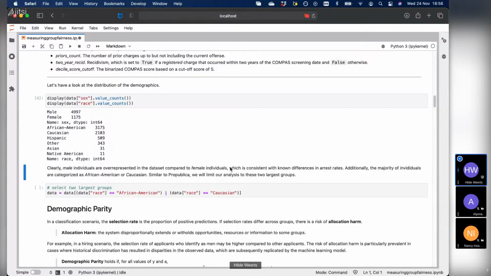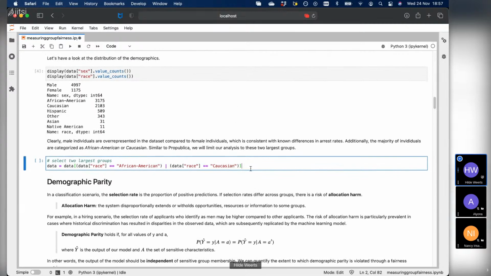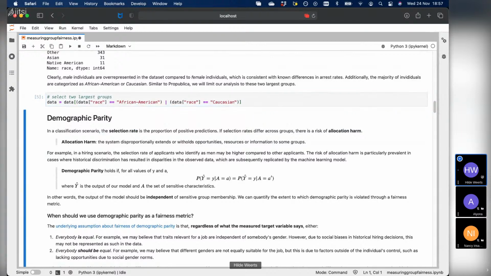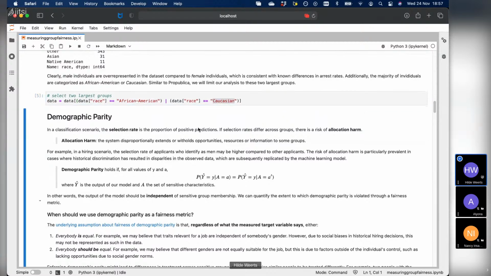So in the remainder of this tutorial, we will replicate some of the analysis that ProPublica did. So we're going to focus on African Americans and Caucasians. This will also make it a bit easier to show you all the different fairness metrics, but you could easily also consider more categories, and you will get just some additional insights. So we're just going to select those. So now our data set only contains people for which the race was African American or Caucasian.